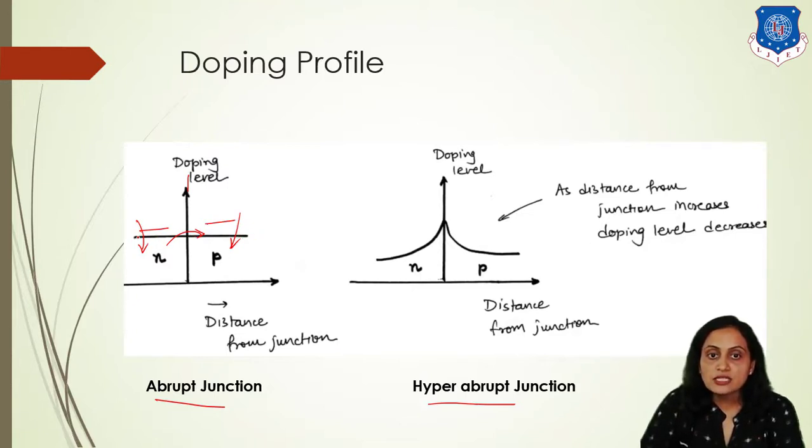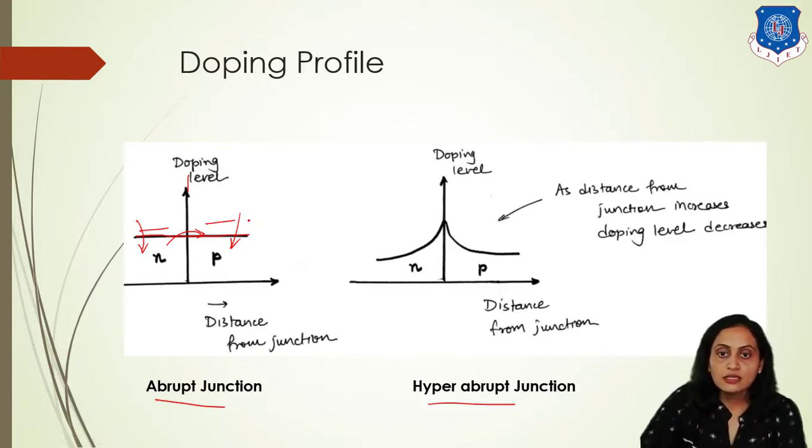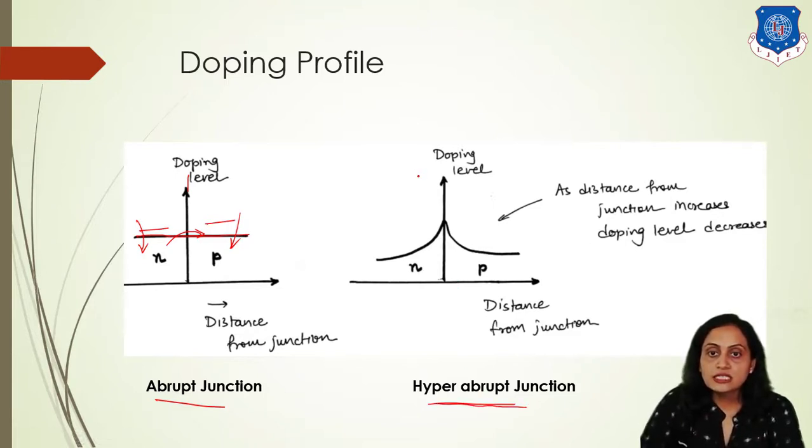So this is a doping concentration that remains constant throughout the junction as well as the N type and P type material region. So this is called the abrupt junction. So as we go away from the junction, then too the doping concentration remains constant. Now one more type is the hyper abrupt junction. In this you can see this is the junction, and we have doping level or doping concentration such that as we move away from the junction, this doping concentration is going to decrease.